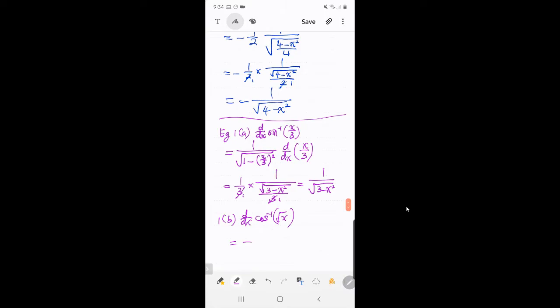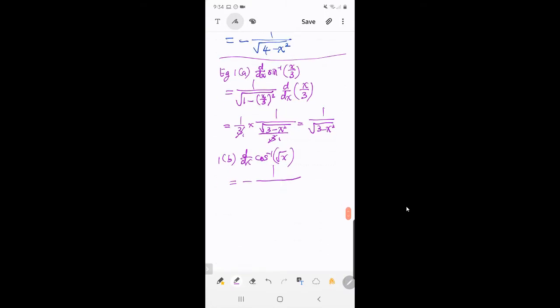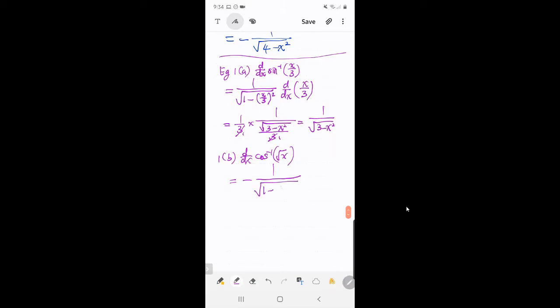This one is negative, because the graph is always negative. So negative 1 over square root of 1 minus bracket squared. Then don't forget to differentiate the term in the bracket. The term in the bracket is actually x to the power of half, which is root x. So you differentiate this part: you have half x to the power of negative half, followed by negative 1 over square root of 1 minus x. So the final answer is negative 1 over 2 square root of x times 1 minus x.